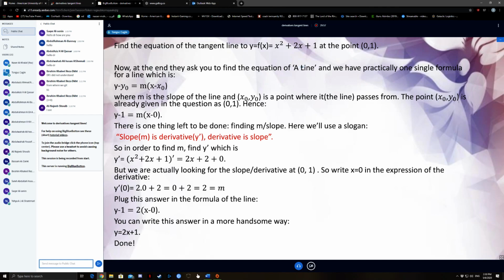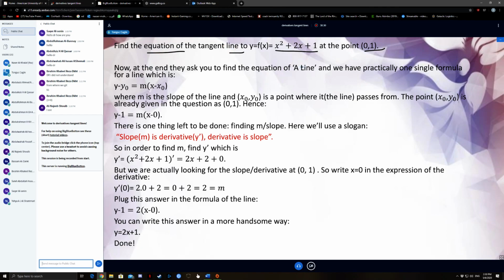Okay, so the question, as I promised you: find the equation of the tangent line to this function at the point (0, 1). How to solve these questions? Well, very easy, because at the end, in these questions, they ask you to find the equation of a line. It's tangent to this at this point or not, who cares? It's the equation of a line.